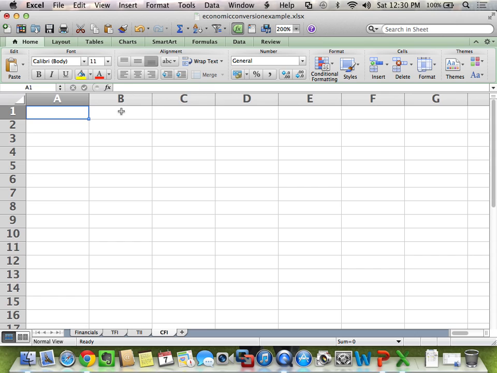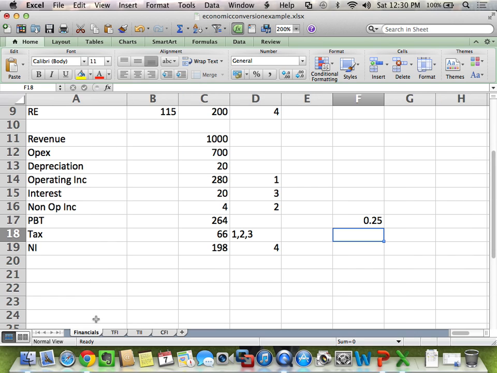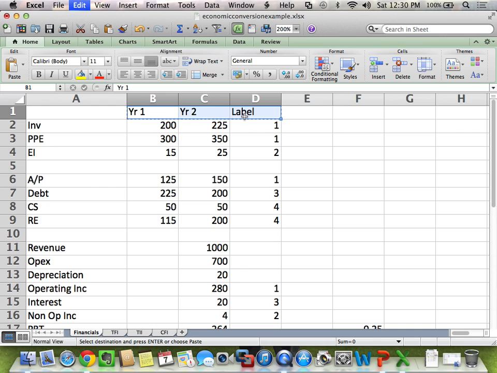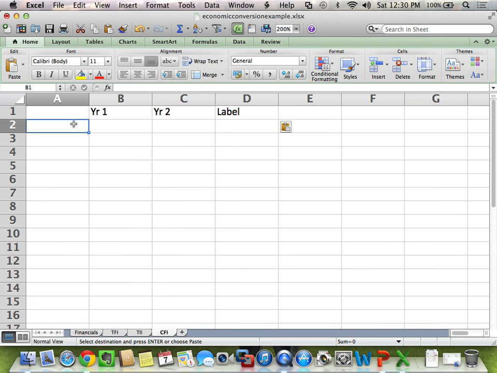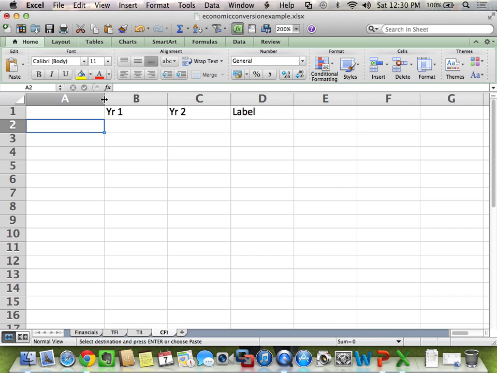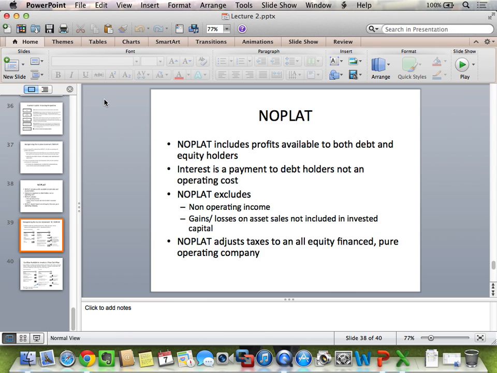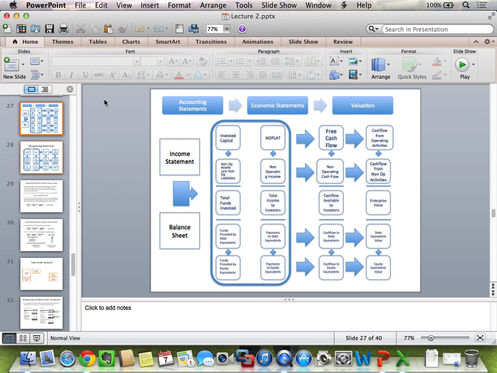Now, again, I'm going to copy over the same years. Now, here's the thing. If I go back to PowerPoint, what I'm doing here in the CFI statement is taking the income statement minus the change in the balance sheet, and I'm going to do that 4 times. I'm going to do it for my 1s, my operating items, for my 2s, my non-operating items, and for my 3s and my 4s. Income statement minus change in the balance sheet. Conceptually, that's what we're about to do.